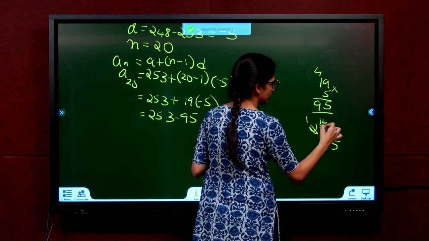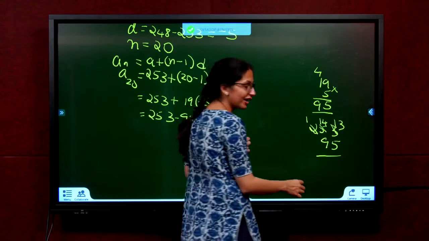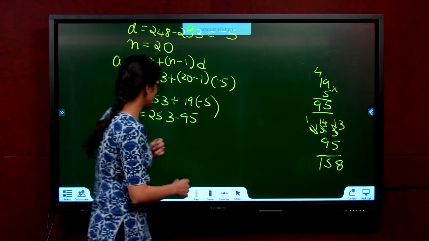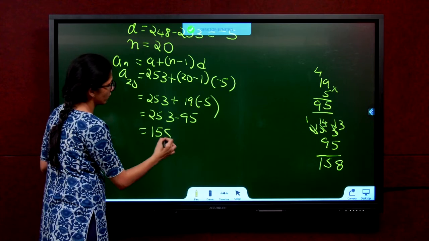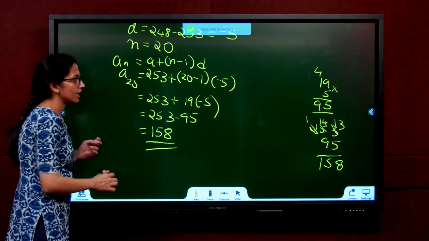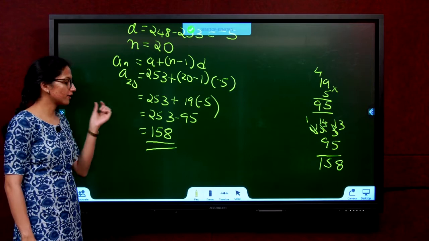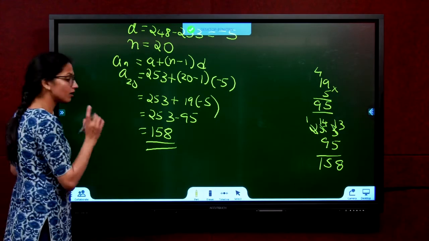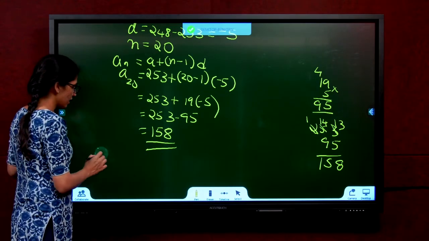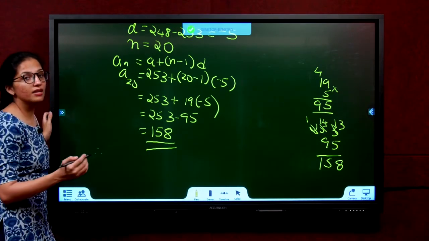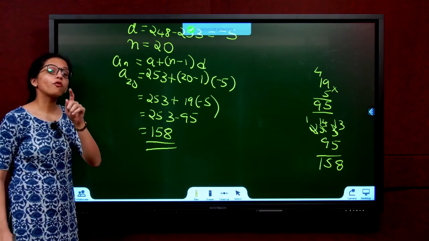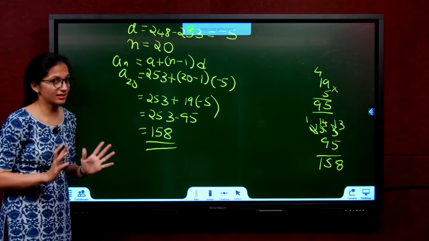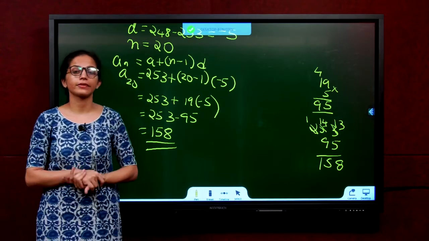13 minus 5, 8. 14 minus 9, 5, 1. So 158. So this will give us 158. That means this is 20th term from the start of the reverse AP. For the first AP, it's from the last. So you have to write in the last because we have changed the AP. Therefore, the 20th term from the last is 158 for the given AP. You should say for the given AP because you have changed the AP in this question by reversing it.